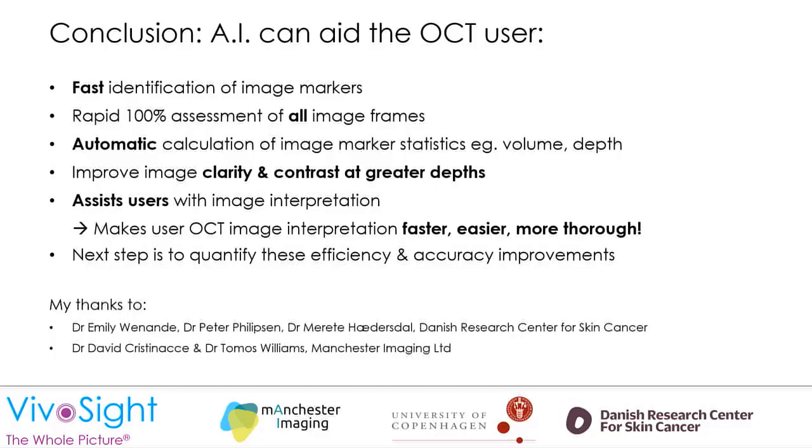So in conclusion, AI and algorithms can aid the OCT user with fast identification of image markers, enable 100% assessment of all image frames, and automatic calculation of statistics. They improve image clarity and contrast at greater depths, and they make the whole thing, image interpretation, faster, easier, and more thorough. And our next step is to report and quantify these efficiency and accuracy improvements, and we'll be doing that later this year.